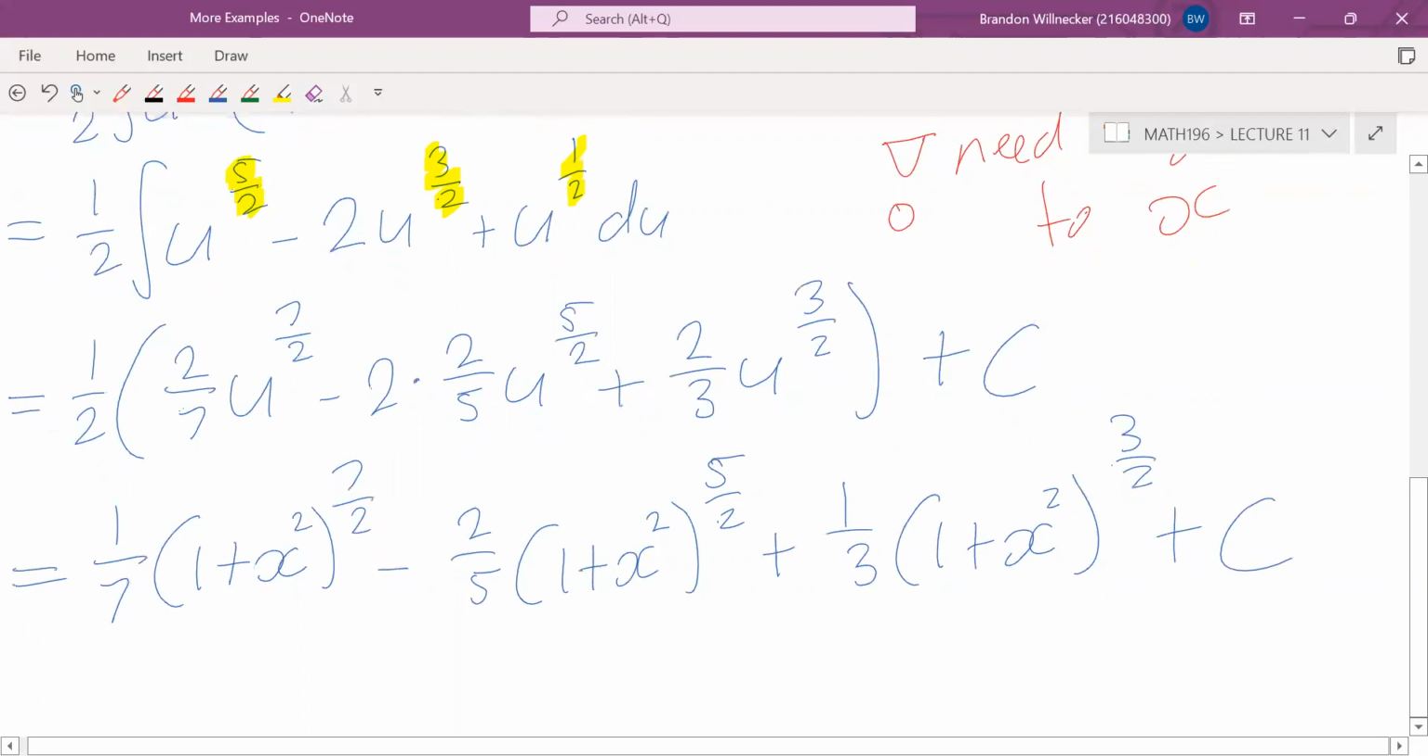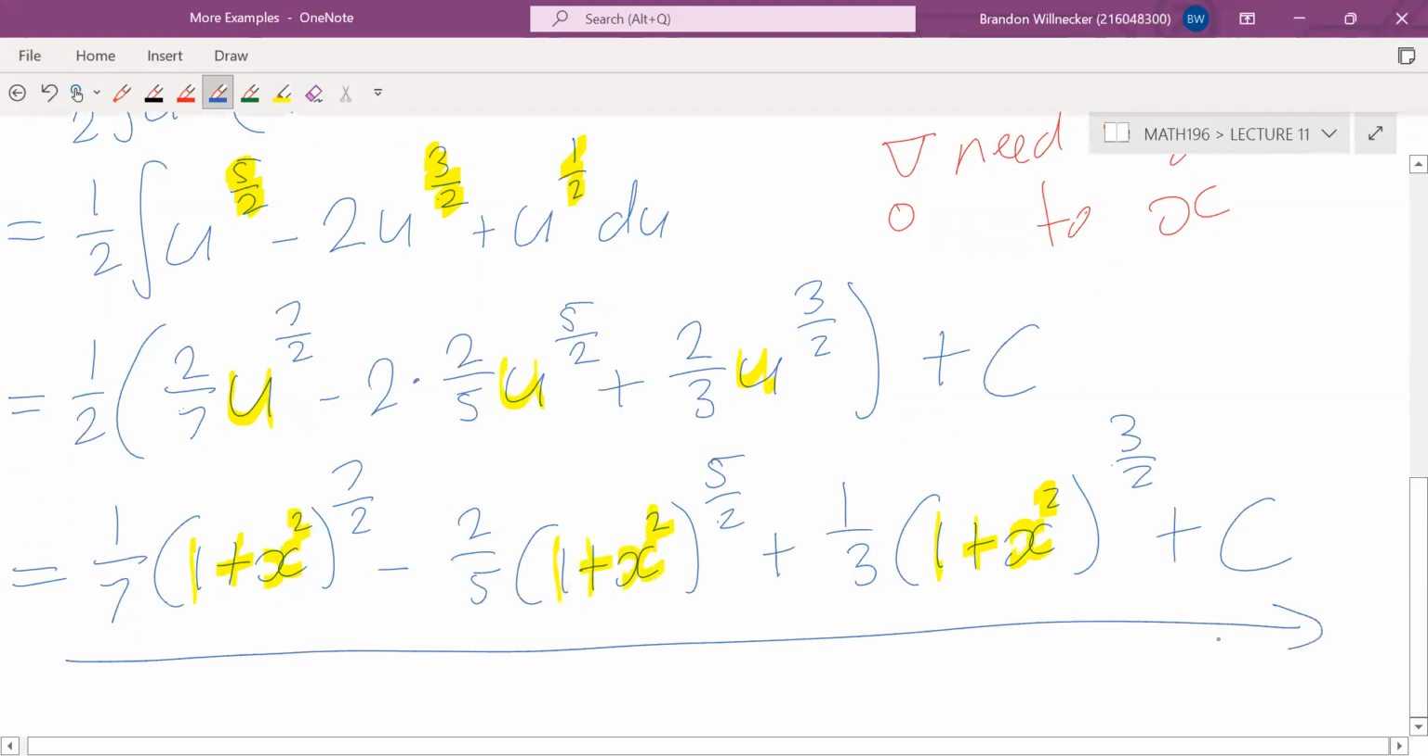Okay, so what did I do here? I multiplied through by 1/2, as you can see, and then wherever there was a u, I then replaced it with 1 plus x squared, because that is the definition we made right at the beginning. We said u was equal to 1 plus x squared. Okay, so then this gives us our final answer.